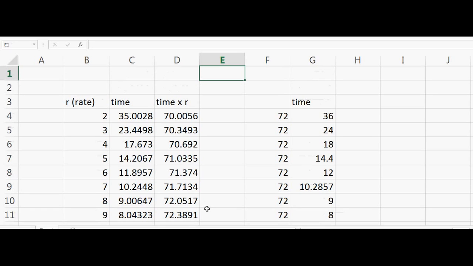Instead of doing this complicated calculation, we can just get an approximation using this trick.